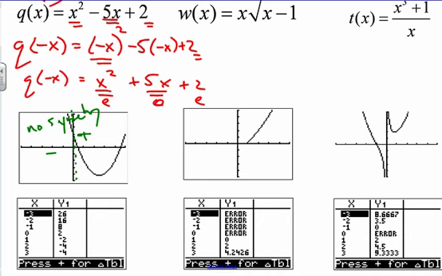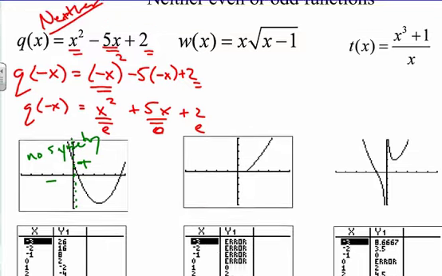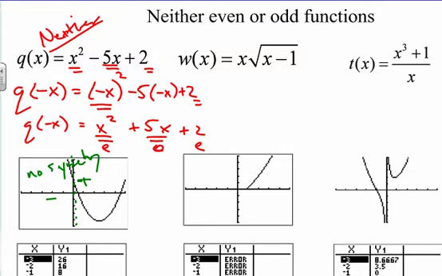You can also see by the graph that if I plugged in 1, I get negative 2, but if I plugged in negative 1, I get 8. These values do not match up. They're not the opposite and they're not the same. Therefore, we can identify that there is no symmetry, and therefore it is neither an odd nor even function.